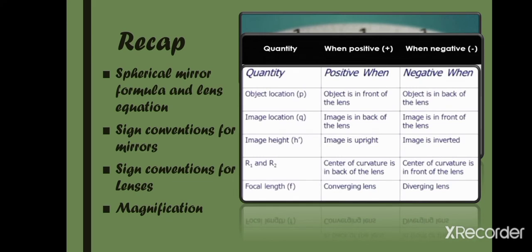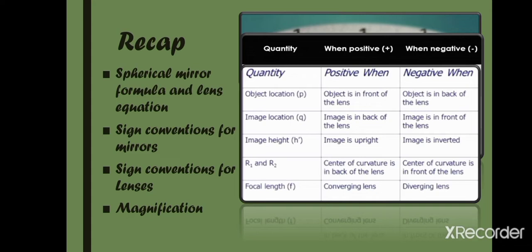The sign conventions for lenses: the focal length of a converging lens is positive and of a diverging lens is negative. And object location p is positive when the object is in front of the lens and negative when it is at the back of the lens. Image location q is positive if the image is at the back of the lens and negative if the image is in front of the lens. So these are the sign conventions for lenses.